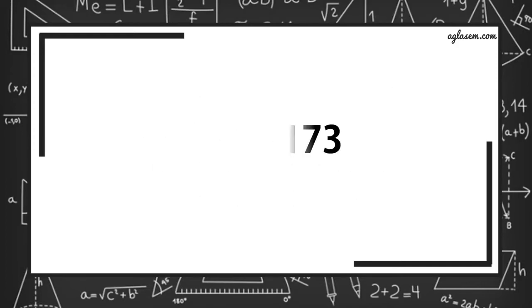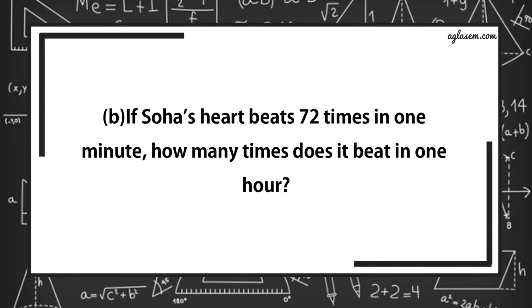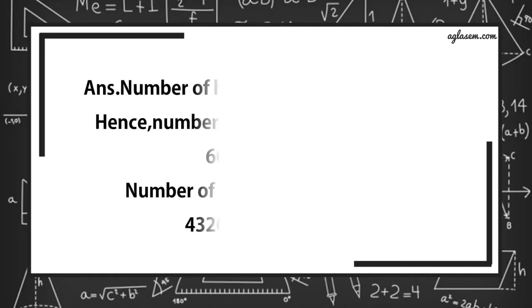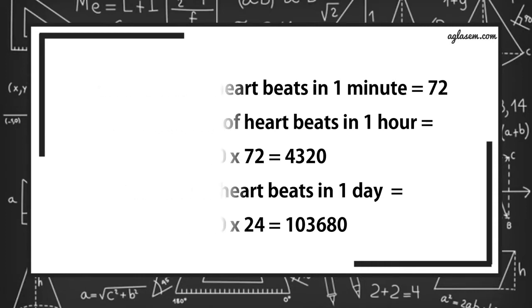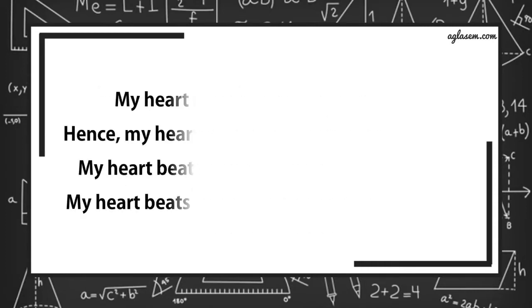Part B says, if Sona's heart beats 72 times in 1 minute, how many times does it beat in 1 hour? Answer is, number of heartbeats in 1 minute is 72. Therefore, number of heartbeats in 1 hour or 60 minutes will be 60 into 72, that will give you 4320. Number of heartbeats in 1 day or 24 hours will be 4320 multiplied by 24, that will give you 103680.